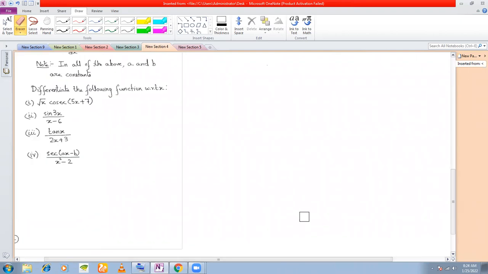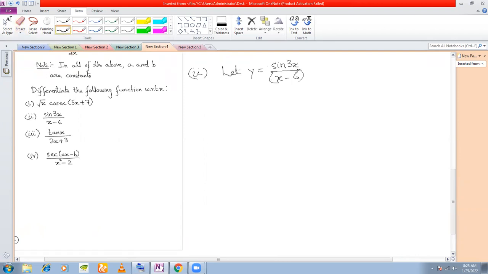Yeah. The next problem here is sine 3x by x minus 6. So I assume that y is equal to sine 3x by x minus 6. We want to differentiate this. So therefore, we are going to use here the u by v rule. If I take the numerator as u and the denominator as v, you can use the u by v. Okay. So if I take u as sine 3x and v as x minus 6, therefore dy/dx will be equal to d/dx sine 3x divided by x minus 6.